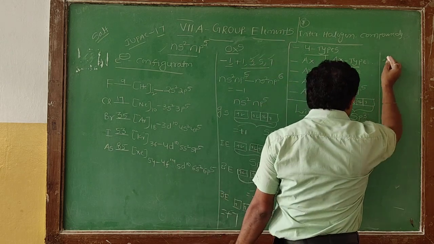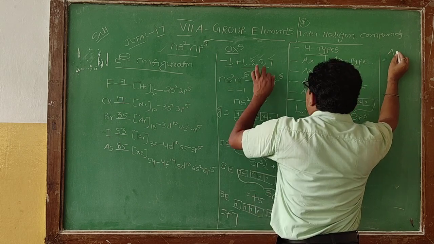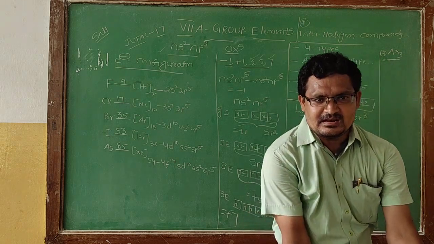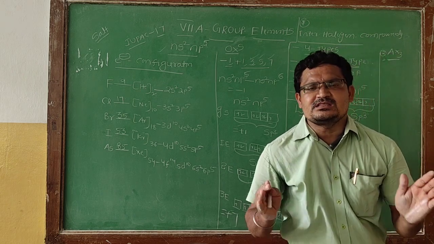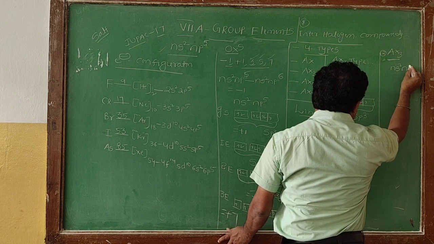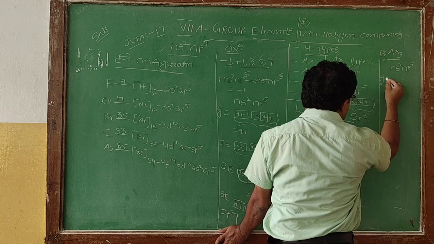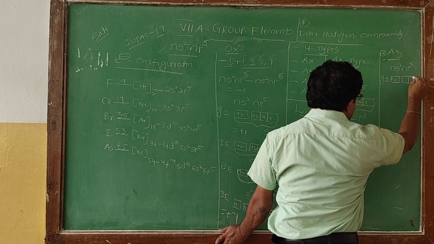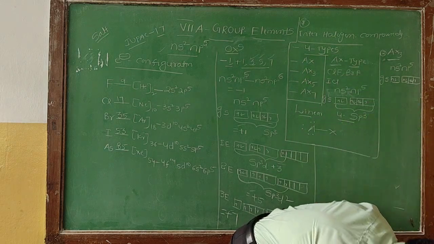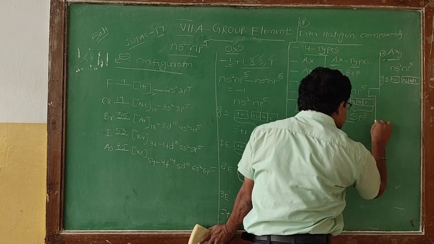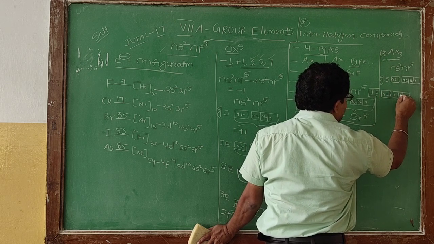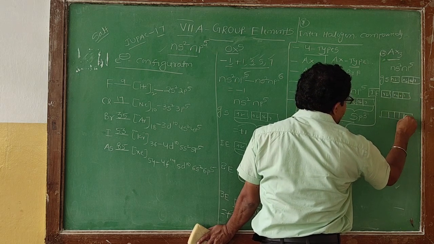So this is the AX type. The second one is the AX3 type. AX3 means A is the central metal and X is the unpaired electron. There are 3 unpaired electrons, that's why AX3. First, its electronic configuration is ns2 np5. In the ground state, s contains 2 electrons and p contains 5 electrons, with only one unpaired electron. The remaining electrons are promoted to the first excitation state. In the first excitation state, s contains 2, p contains 4, and d contains 1, with 2 electrons paired in p.